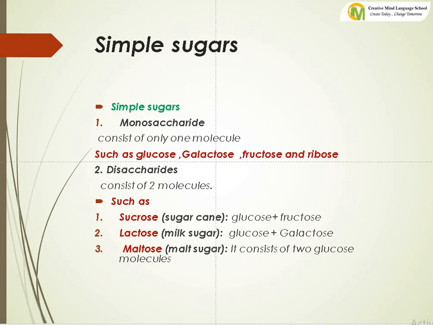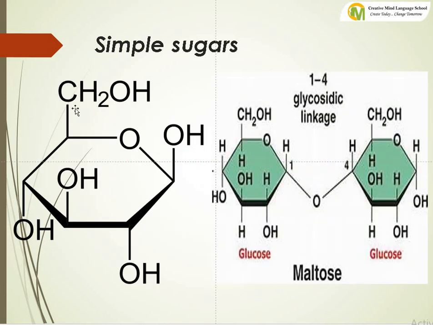Okay, this is the photo for the simple sugar glucose, as we see. And if I give you two molecules of glucose, they give you maltose, and they are joined to each other by a glycosidic linkage. Glucose plus glucose gives you maltose, a disaccharide.